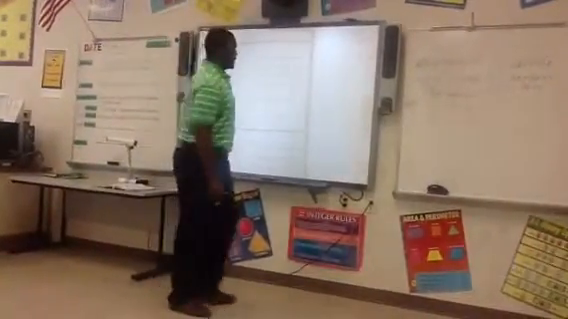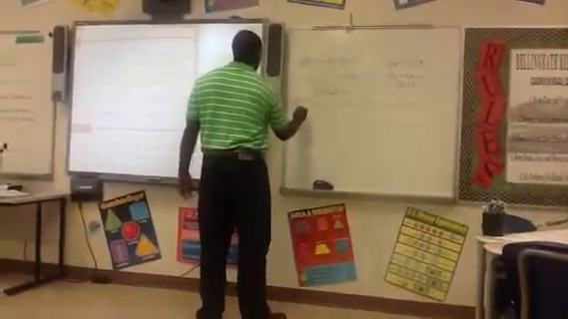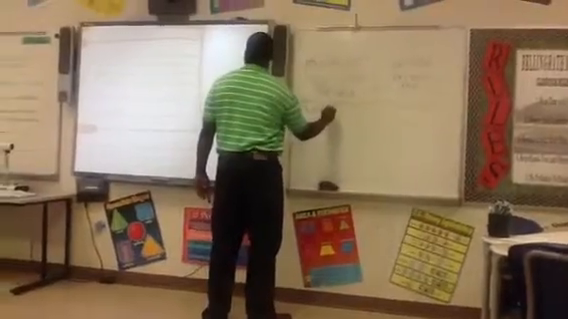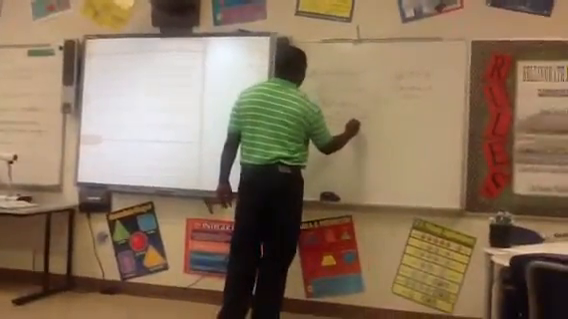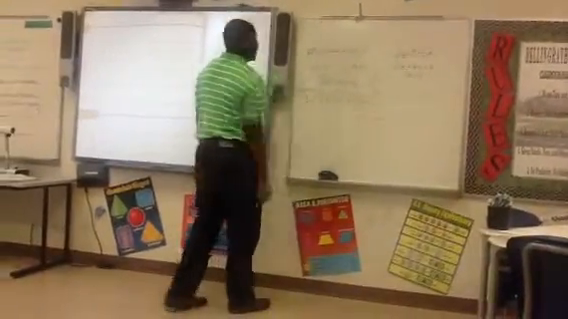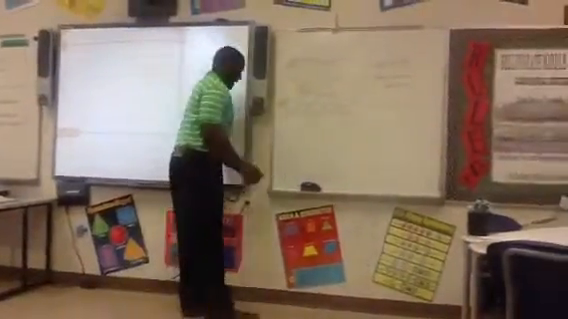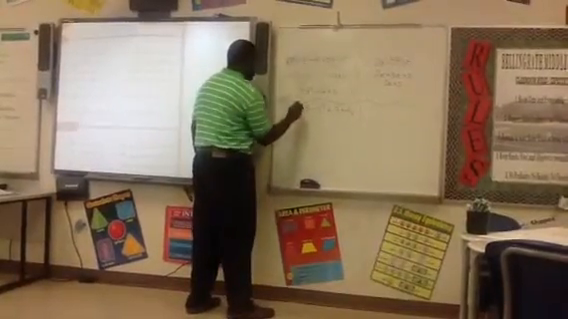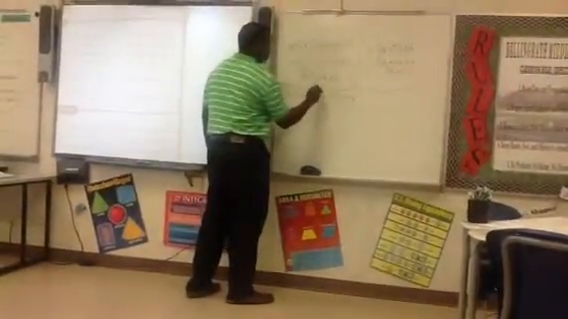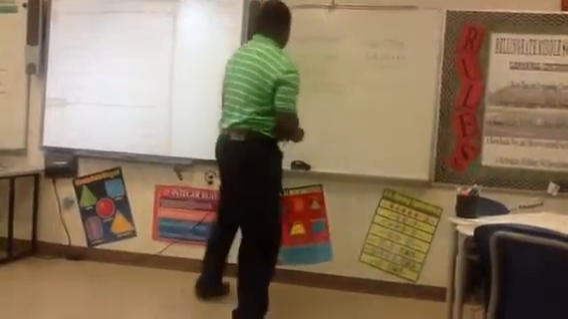We'll look at one more problem, and I'll try to find the difficult one. We have number 6. Number 6 simply states 3x to the third plus 5 minus x to the third plus 3 plus 4x. Once again, we have to identify all like terms. The first thing I identify is 3x cubed and minus x cubed.